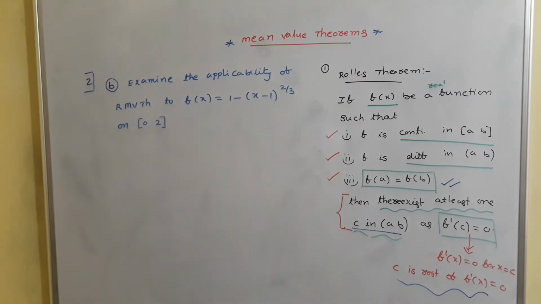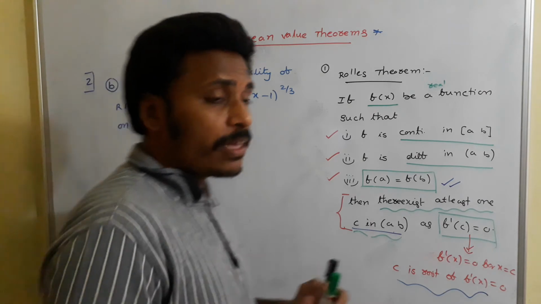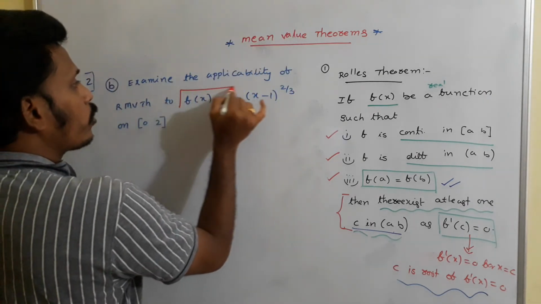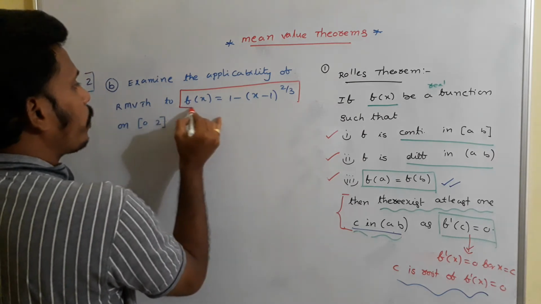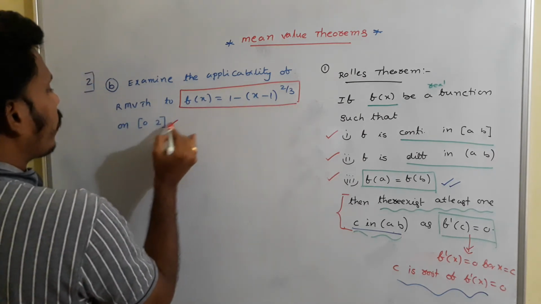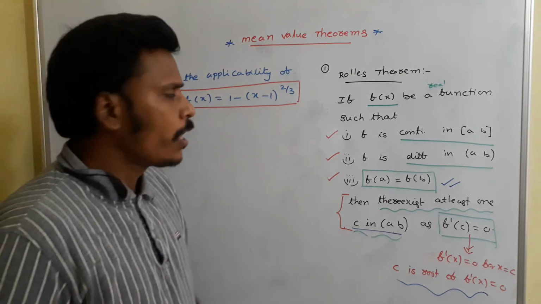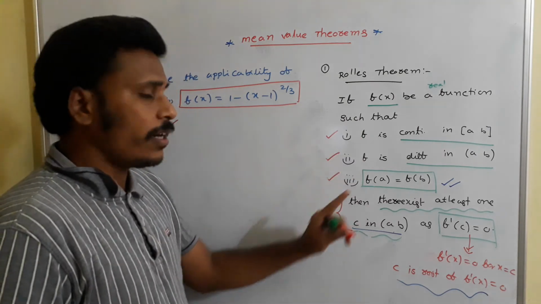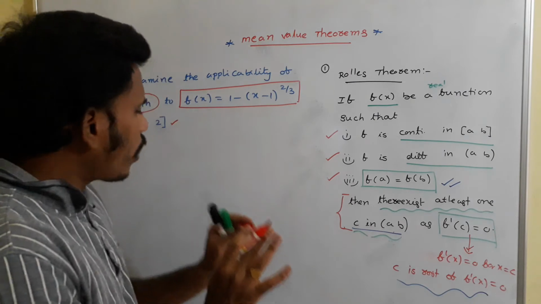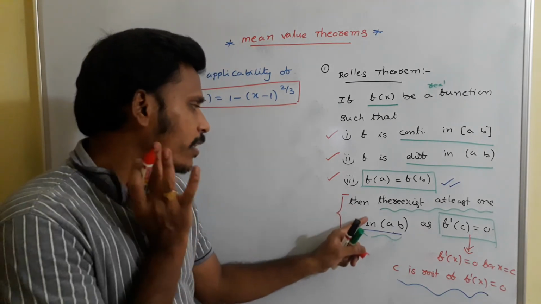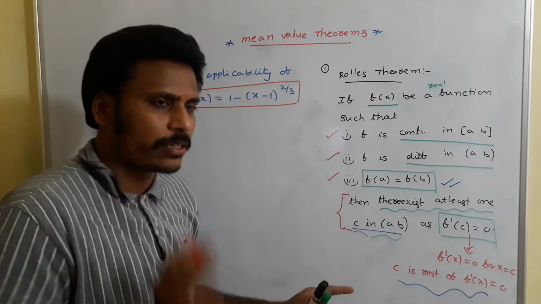Here is one more problem. Again we need to examine the applicability of Rolle's theorem for the function f of x equal to 1 minus (x minus 1) power 2 by 3 in the interval 0 to 2. First of all we need to check these three conditions. No need to apply Rolle's theorem. We need to check, that's enough.